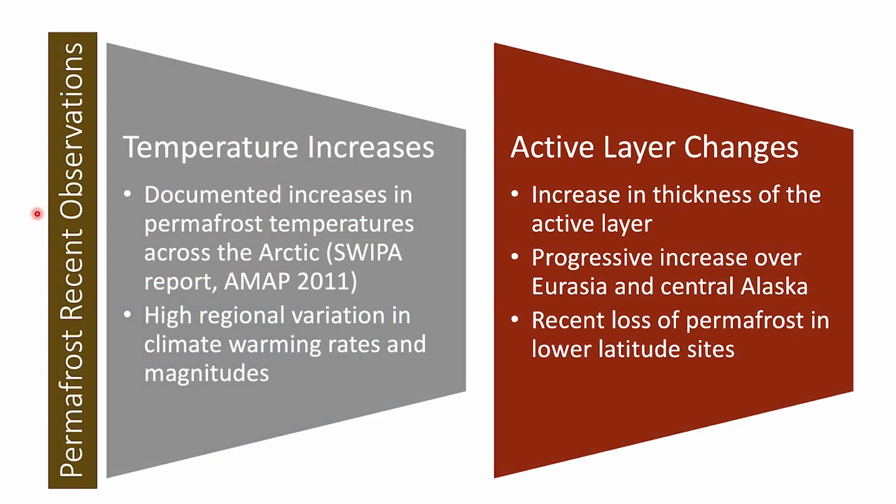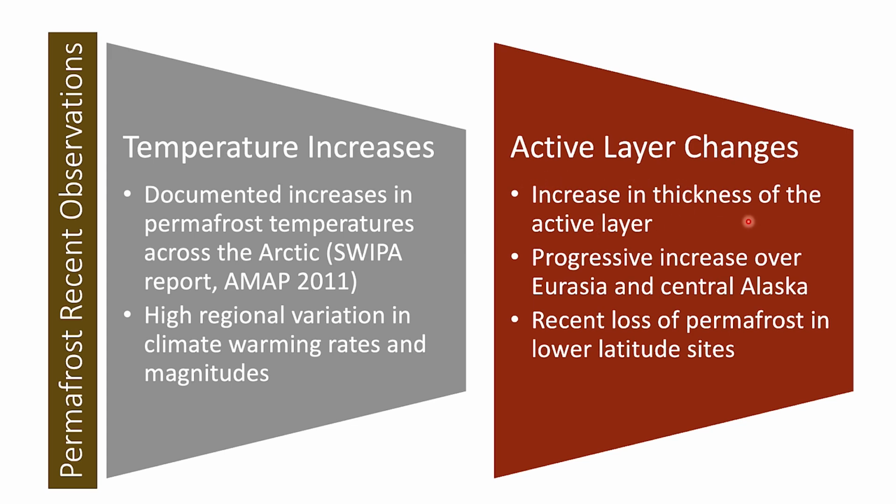Here are recent observations on the permafrost. The first is the temperature increase seen due to Arctic amplification. There is a documented increase in temperature across the Arctic region. The SWIPA report 2011 talks about that. High regional variation in climate warming rates and magnitudes is being observed. And the consequence of this is a change in the active layer.